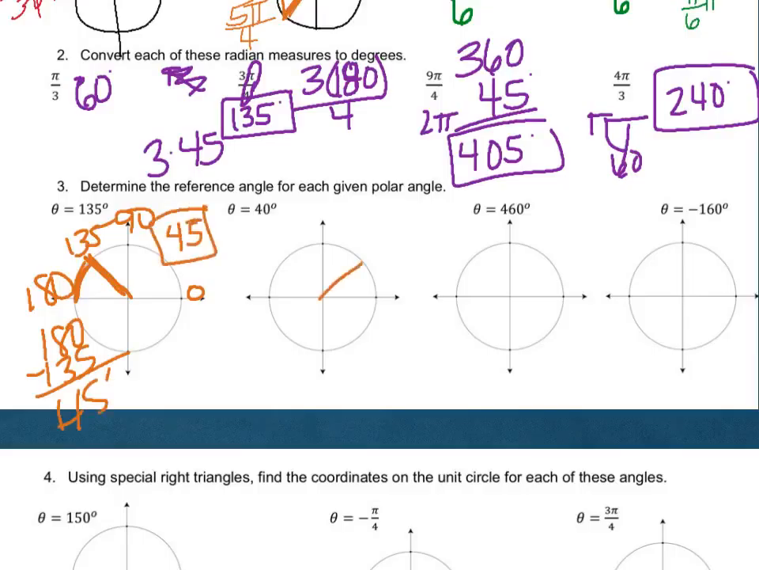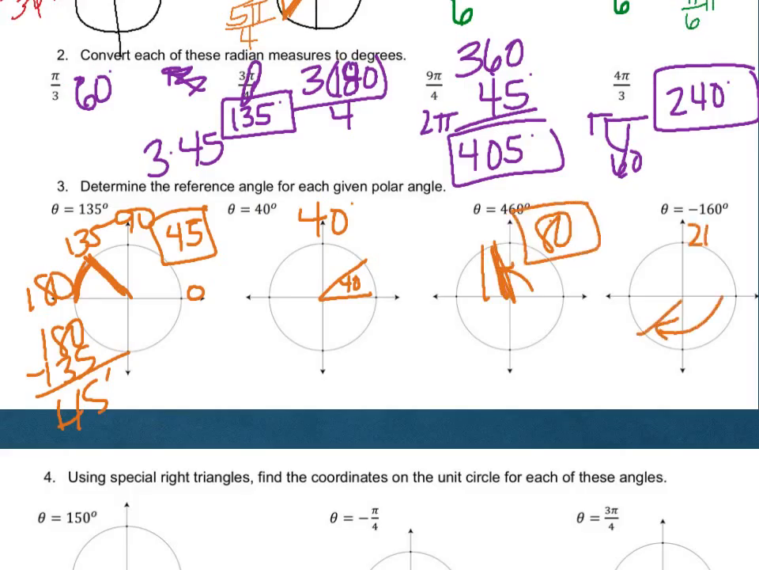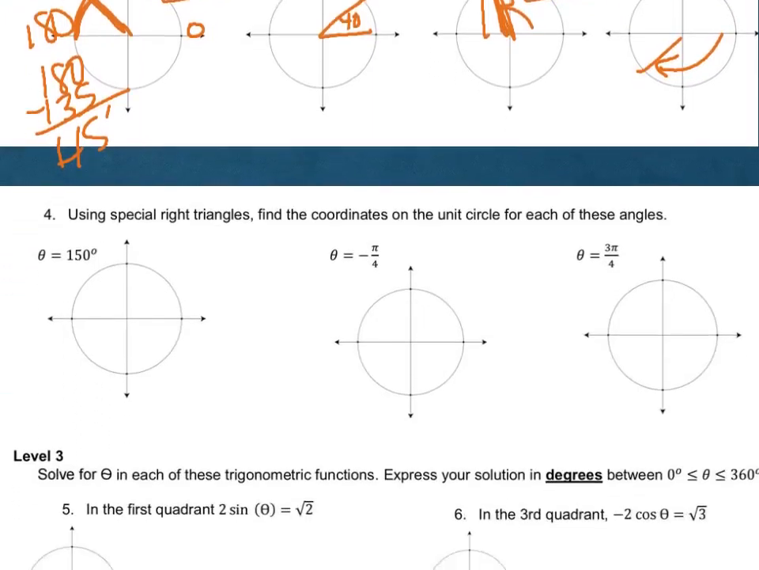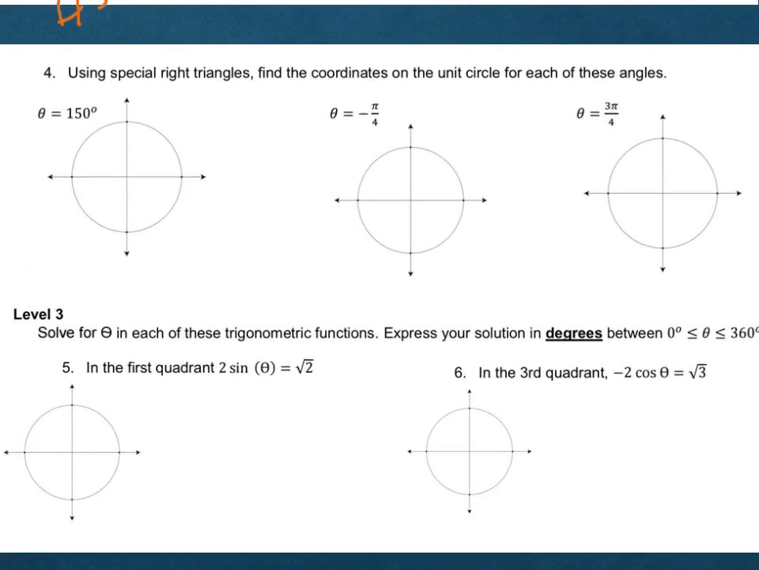If it's just in the first quadrant and you just go 40 degrees, what's the distance from there to there? 40 degrees. 460 would be the 360 and another 100. So that would be an 80-degree reference angle. Negative 160 would give a 20-degree reference angle. Again, if you need these worked out any more in its entirety, please let me know.